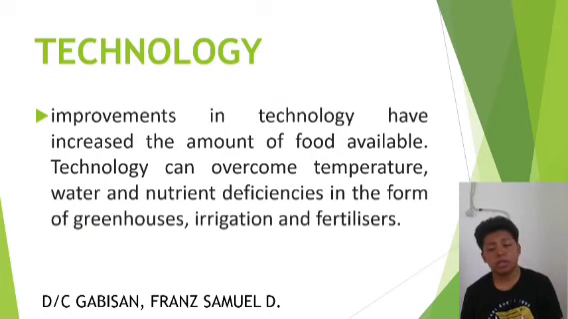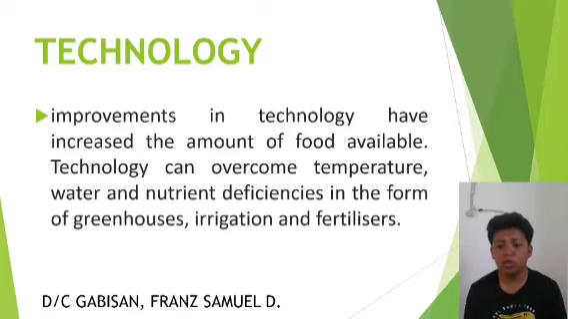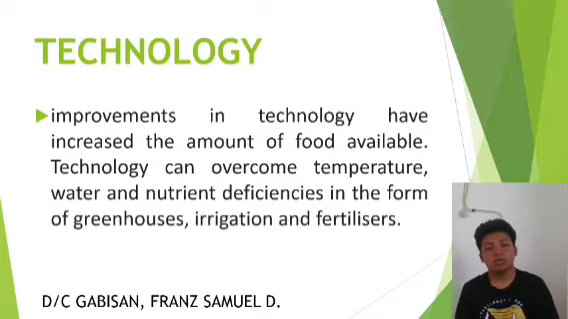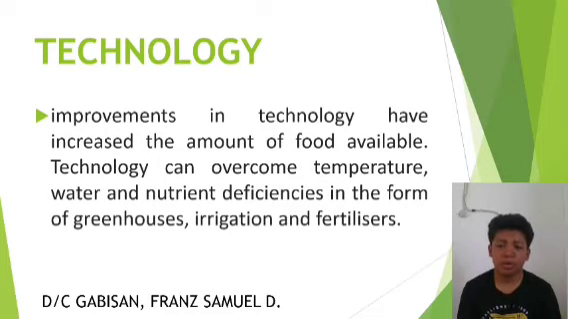So next is technology. Improvements in technology have increased the amount of food available. Technology can overcome temperature, water, and nutrient deficiencies in the form of greenhouses, irrigation, and fertilizers. This can incur an economic or environmental cost. Advanced countries import food across the globe all year round because they already have advanced technology, while less developed countries are struggling to maintain their food supply.